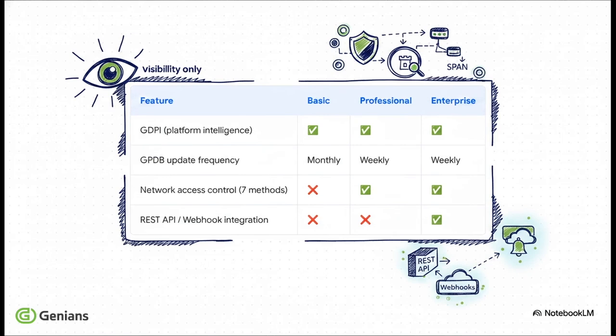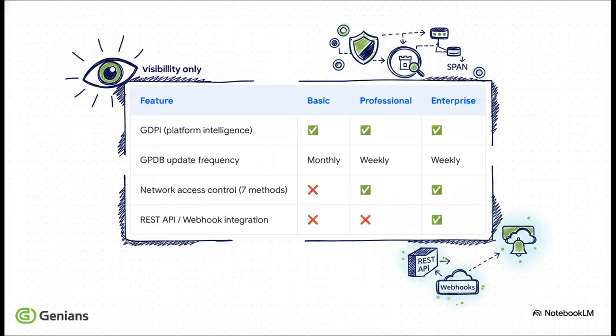Let's look at what you get with each one. Basic, like we said, is your starting point. It's all about visibility, using that GDPI intelligence. When you're ready for control, Professional Edition unlocks 7 different network access control methods. We're talking ARP-based Layer 2 control, 802.1x, SPAN, you name it. Then Enterprise is for when you need to tie into your other systems.